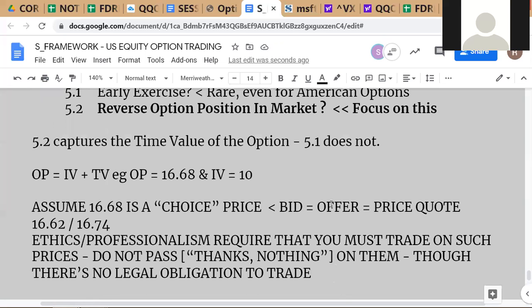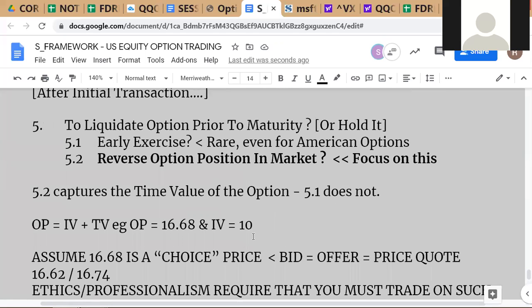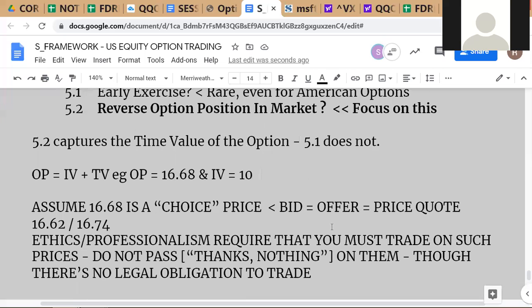Okay, so going back, we had asked a question to Shaurya: if I liquidate the option position in the market, how much will I make? You have an answer, Shaurya? Liquidate an option position, and 16.68 is the price. Okay. So if we liquidate it, what is my revenue or what is my cash flow from liquidating the option?